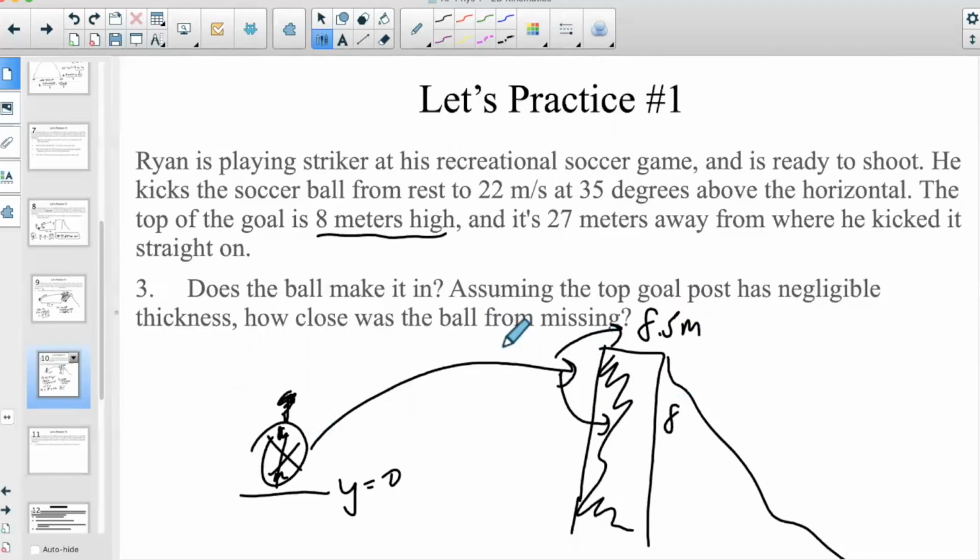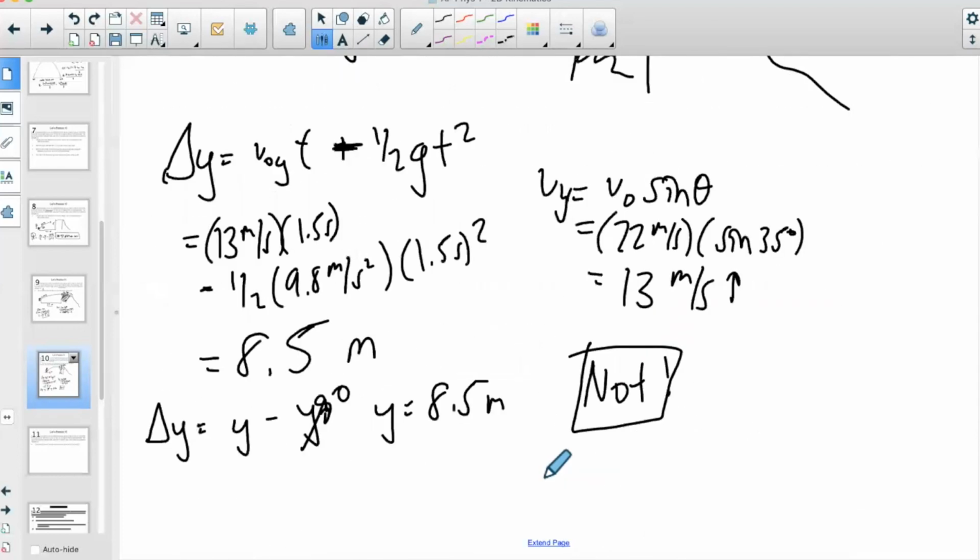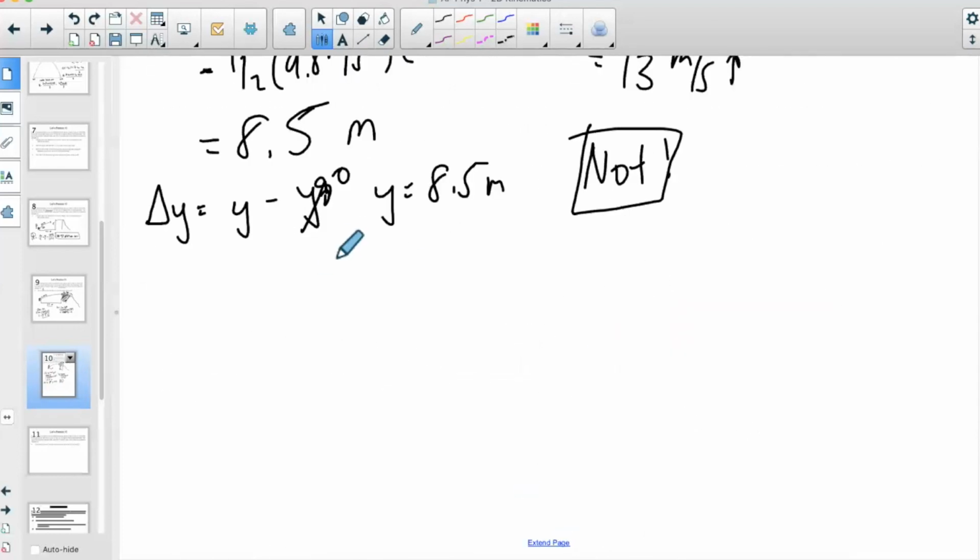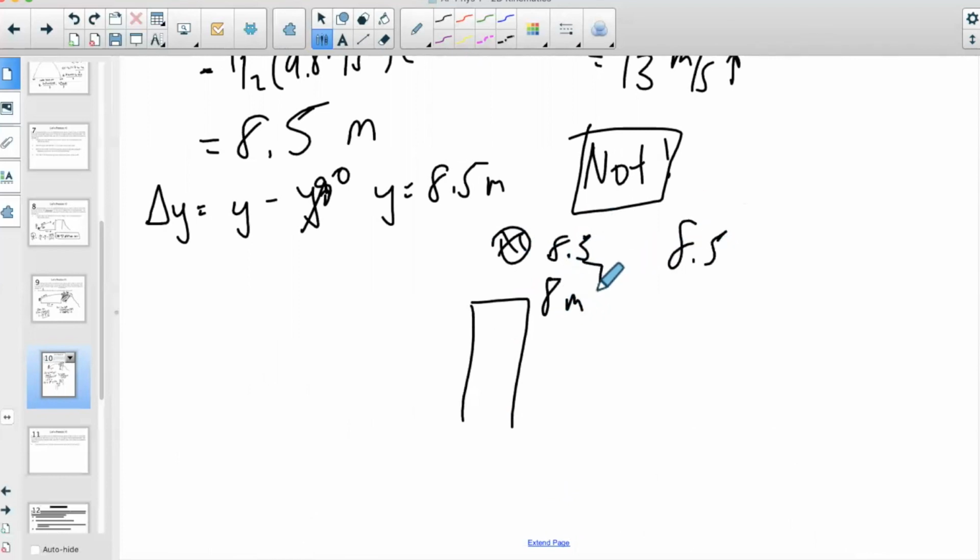But we're not done yet. How close was the ball from missing? Well, that's not that hard. We know that the ball is at 8.5 meters, and the top of the goal was at 8 meters. So we simply subtract them to find how far he was. So 8.5 minus 8 meters is equal to 0.5. Oh, he was so close. He was 0.5 meters off.